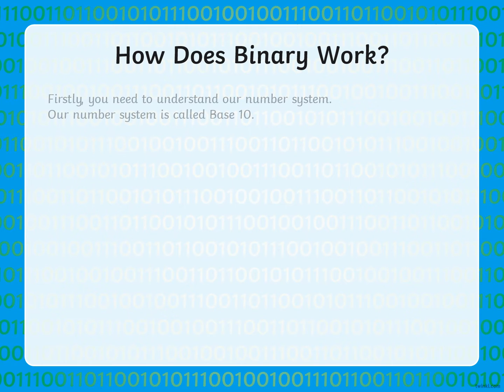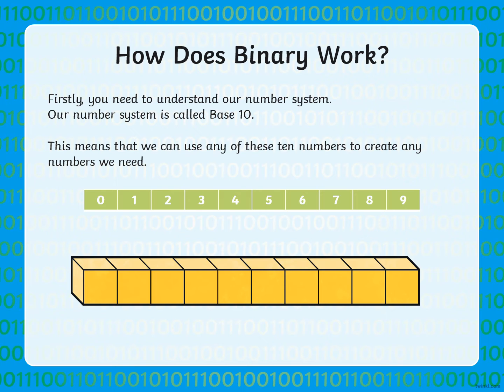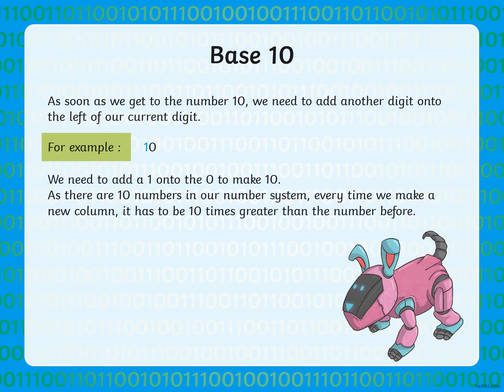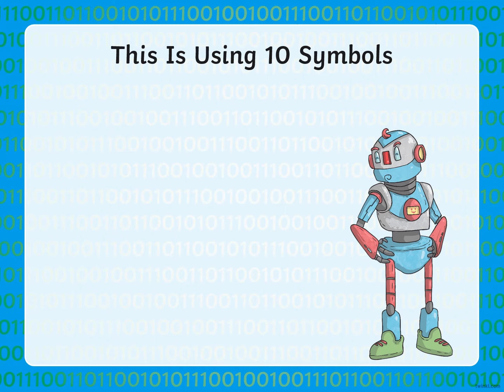How does binary work? Firstly, you need to understand our number system. Our number system is called base 10 or the decimal number system. This means that we can only use any of these 10 numbers to create any numbers we need. As soon as we get to the number 10, we need to add another digit to the left of our current digit. For example, 1 and 0. We need to add 1 onto the 0 to make 10, as there are 10 numbers in our number system. Every time we make a new column, it has to be 10 times greater than the number before. This is using 10 symbols.